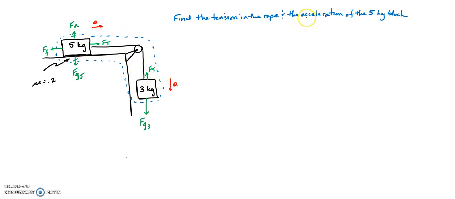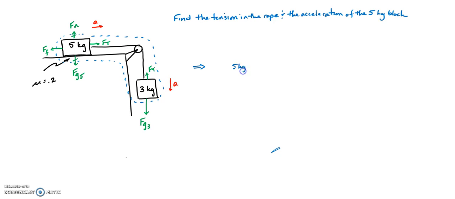But I can find the acceleration of the 5 kilogram block, because if I know the acceleration of the 5 kilogram block, I also know the acceleration of the 3 kilogram block because they're attached to one another. Now, I'm going to do a little trick here, and I'm going to redraw this over here as a new force diagram. And I'm just going to manipulate this so that my acceleration is in the same plane. So stick with me for a moment.